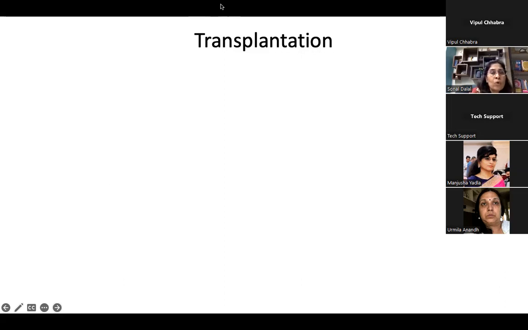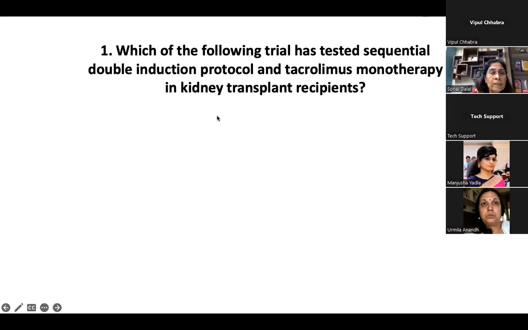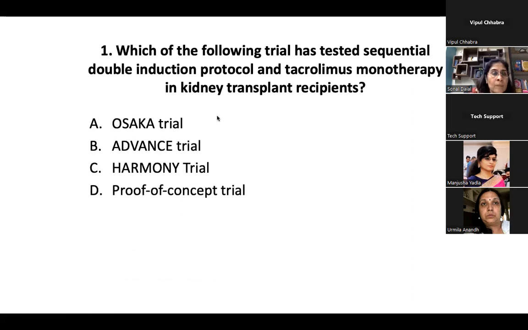Let's now move on to the last round, that is transplantation. Question 1. Which of the following trials has tested the sequential double induction protocol and tacrolimus monotherapy in kidney transplant recipients? Option A, Osaka. Option B, Advance. Option C, Harmony. And option D, proof of concept trial. Double induction protocol followed by a tacrolimus monotherapy.